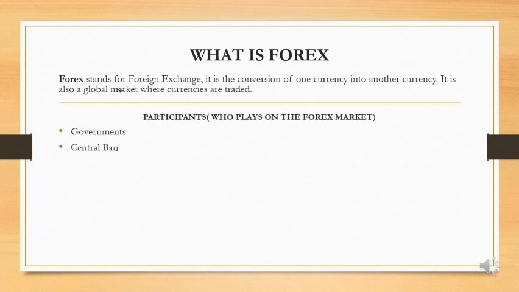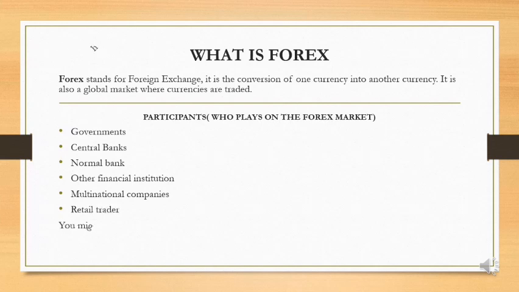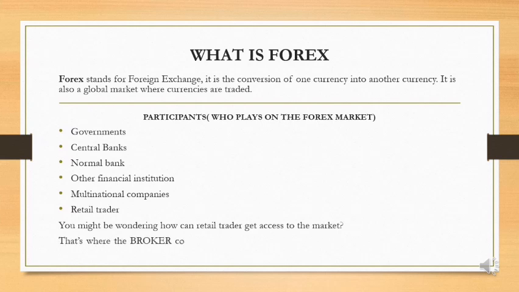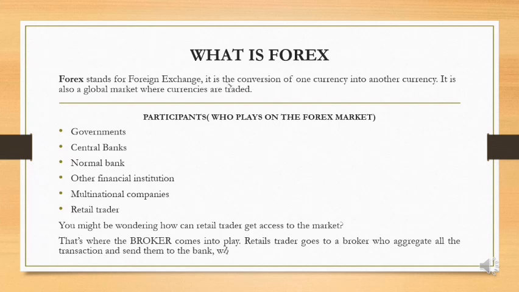Participants. Who plays on the Forex market? Governments, central banks, normal banks, other financial institutions, multinational companies, and retail traders. You might be wondering, how can a retail trader get access to the market? That's where the broker comes into play. A retail trader goes to a broker who aggregates all the transactions and sends them to the bank, which has direct access to the FX market.